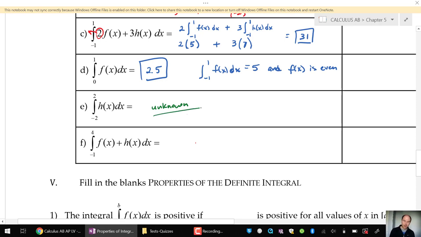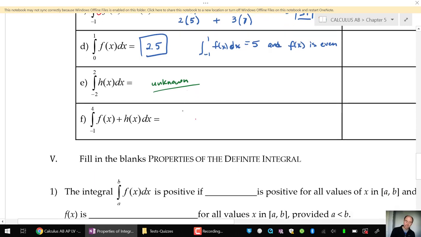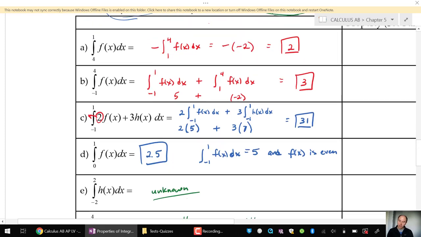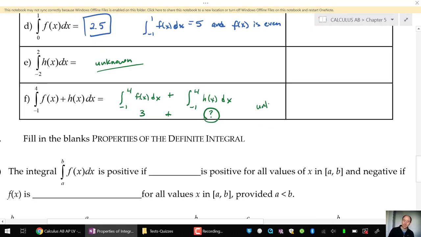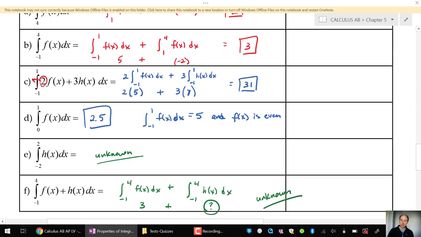And then letter F, finally here. Again, I can write that as the sum of two integrals. So that's the same thing as the integral from -1 to 4 of f plus the integral from -1 to 4 of h. And I know that integral from -1 to 4 of f is equal to 3, but I don't believe we know this integral here about h. Again, the only integral I know is from -1 to 1. So again, I'm kind of stuck right here. I don't know anything about that. So I've got to say overall, this is another unknown. I have no way of solving that series of integration.